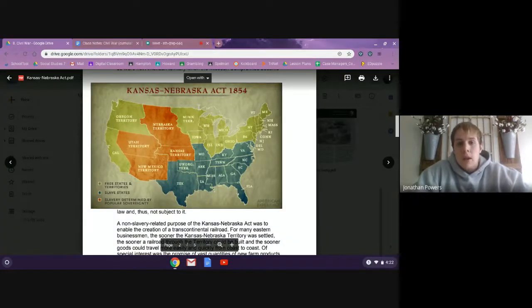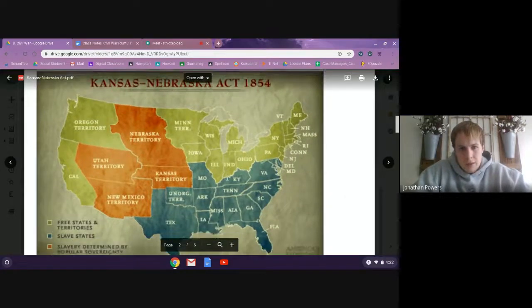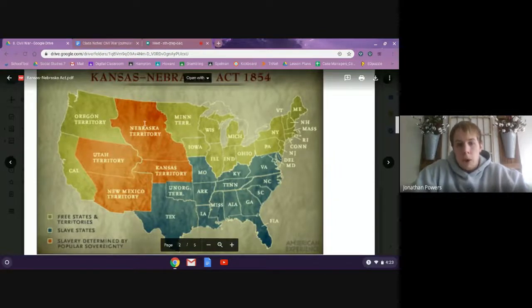I'm just kidding, obviously. You have this PDF that's attached to your assignment here. In the Kansas-Nebraska Act, the first question that it's asking you is, what are the 4 territories, including Kansas and Nebraska, so that's 1 and 2, that are open to popular sovereignty? Well, I see down here in the key, slavery determined by popular sovereignty, in an orange box there. So we should be trying to make that connection as to which 4 territories we need to be addressing here.